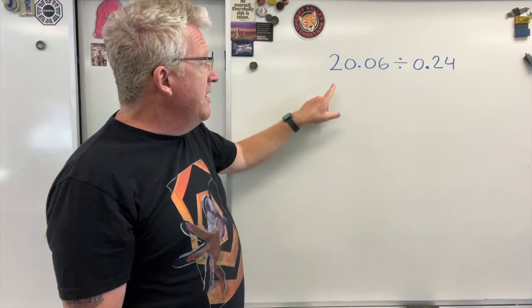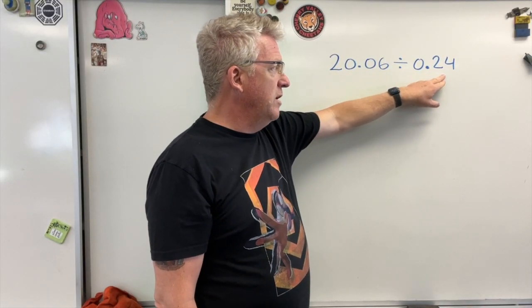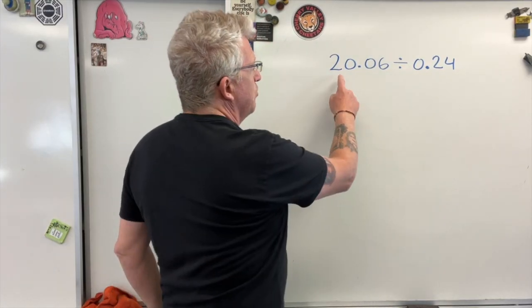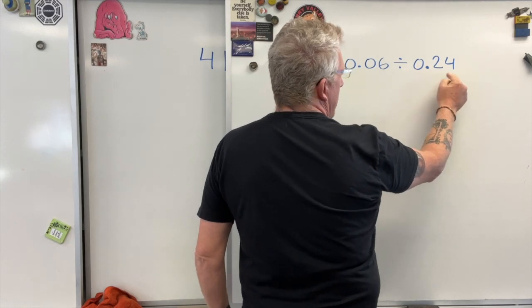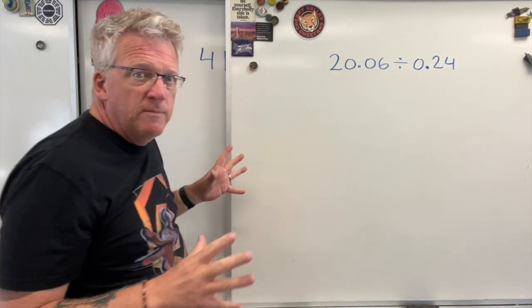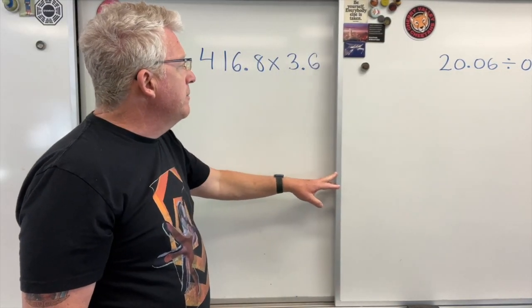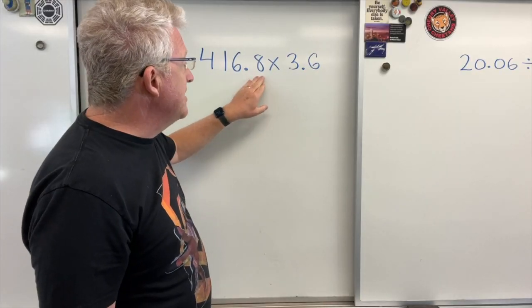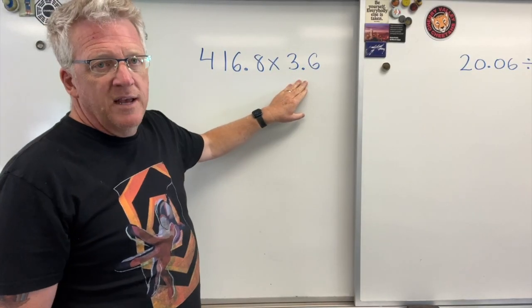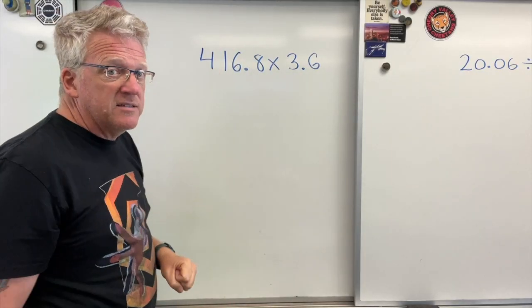So perhaps this one is 0.05 divided by 24 hundredths. Or maybe it's 20 and 6 hundredths divided by 34 hundredths. So one digit got changed. And on one of them, it could be that one, or it could be this one. Maybe it's 416 and 7 tenths times 3 and 6 tenths, right? So I just changed one digit. Everything else about the problem is exactly the same.